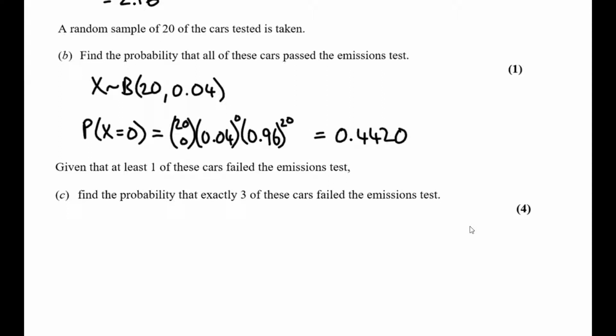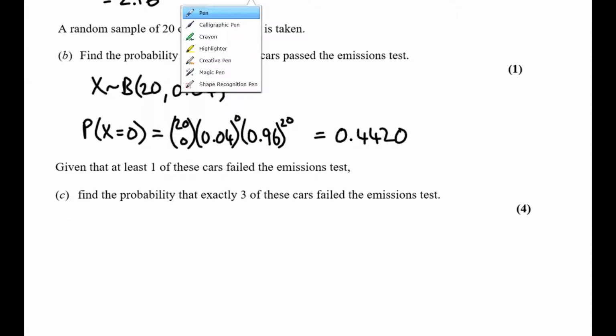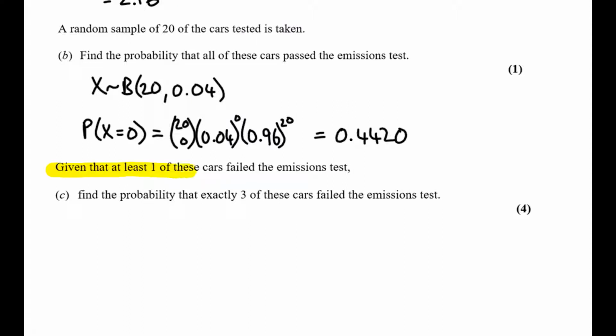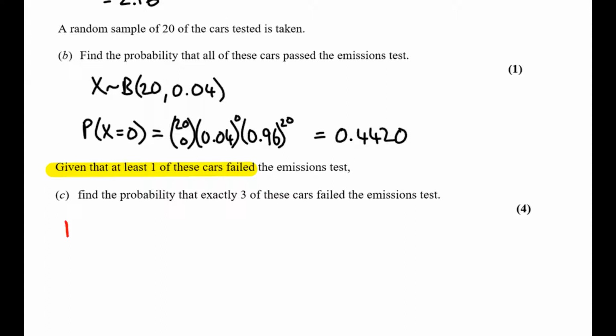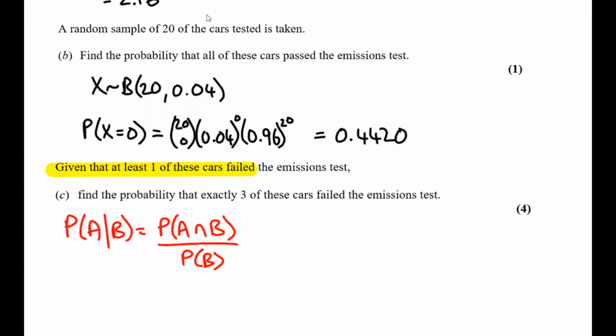So moving on, given that at least one of these cars failed the emissions test, find the probability that exactly 3 of these cars failed the emissions tests. Okay, so we've got a given statement thrown in, and as soon as we see that, we should recall our formula. Probability of A given B is going to equal the intersection of the 2 divided by the probability of B. In this case, we just need to decide what is A, what is B. The given is always the second part, so B is the probability that at least one of the cars failed, and A is going to be the probability that exactly 3 of the cars failed.